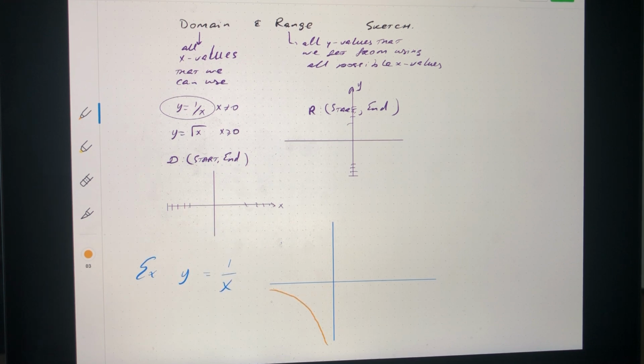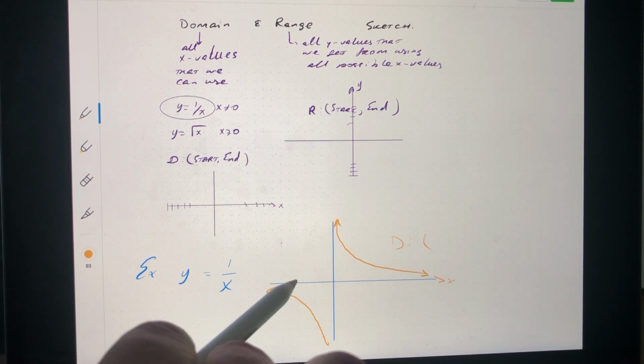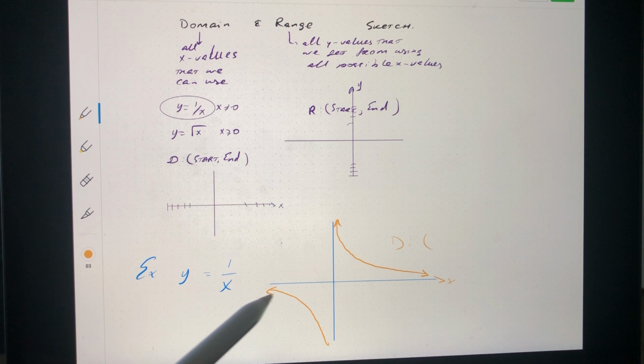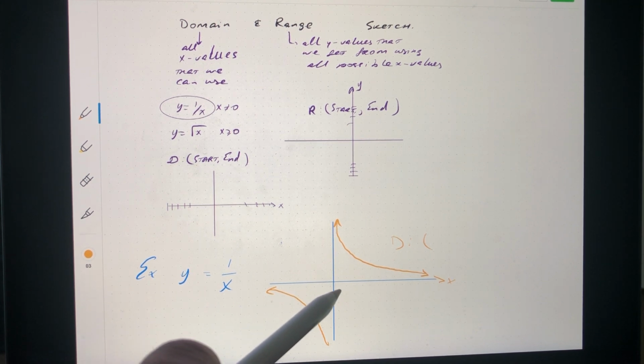So the diagram will look something like this. The graph is everywhere except when we get to 0, it breaks because it's impossible to divide by 0. So that's what the picture of a hyperbola looks like. Domain is asking us, looking just at the x, where does the graph start and then where does the graph end, skipping all the parts that are impossible.